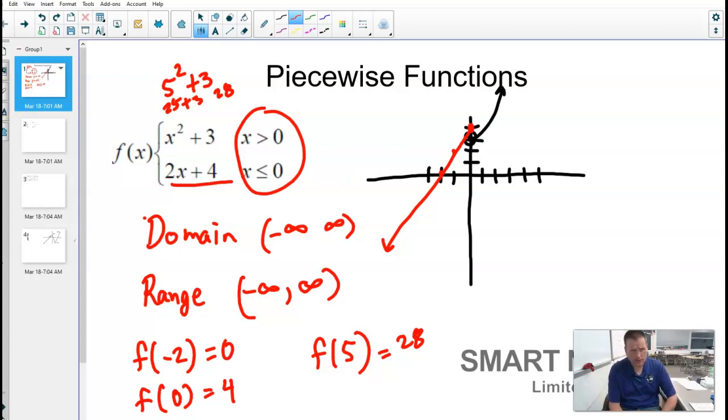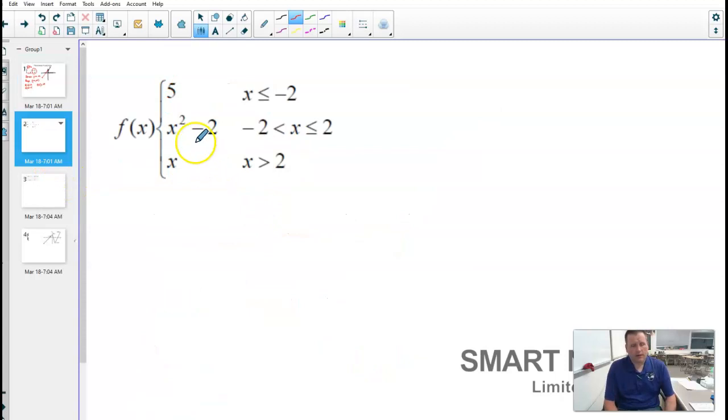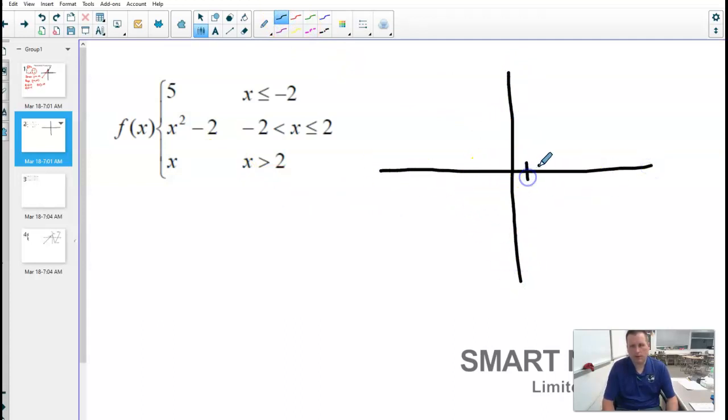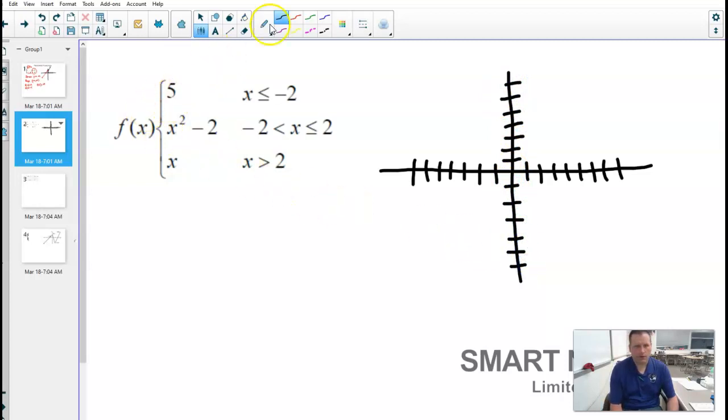Okay? Let's look at another example here. Okay, so this one's got 3 functions. No problems. We can still graph this. No problem at all here. So we're gonna put these values on here first, so we've got everything we need. Okay, so let's just start with the top one.